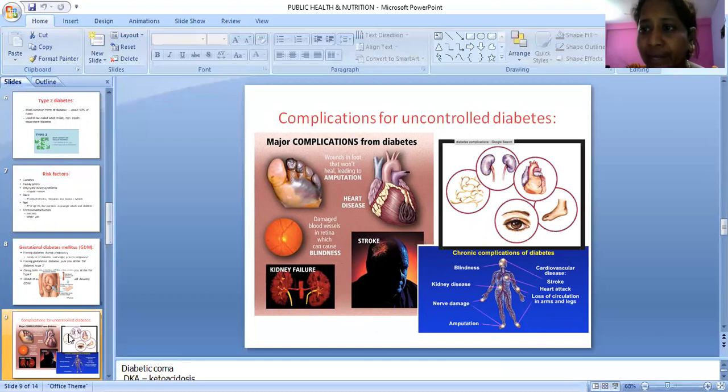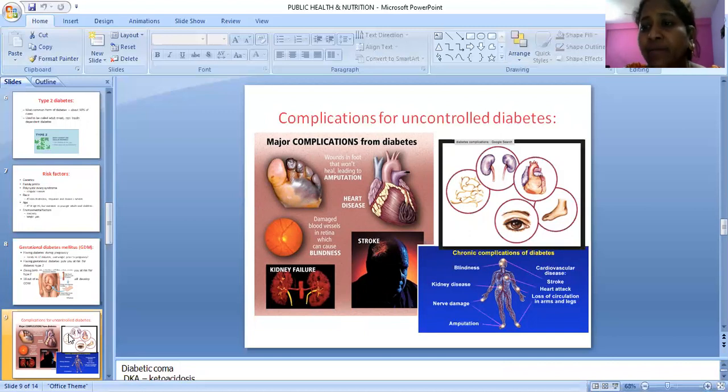Next, nephropathy. Increased levels of blood glucose lead to kidney nephropathy, CKD, chronic kidney disease. Sometimes it may lead to renal failure also. People suffering from diabetes mellitus, when nephropathy is present, immediately have to take the advice of their physician and undergo dialysis also.